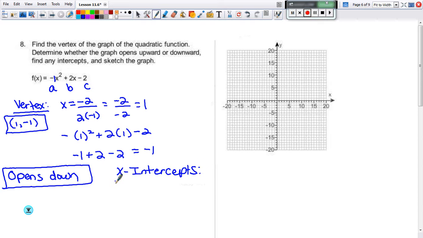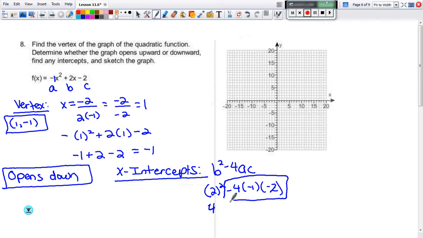The x-intercepts, you want to test those against the discriminant, so b squared minus 4ac. So 2 squared minus 4 times -1 times -2. 2 times 2 is 4. The rest of this gets multiplied together. A negative times a negative is a positive, times a negative is a negative, and 4 times 2 is 8. Discriminant is -4, and because that's negative, there are no x-intercepts.